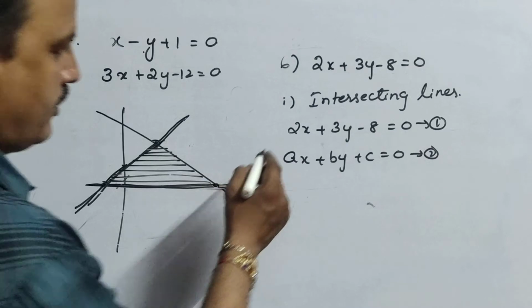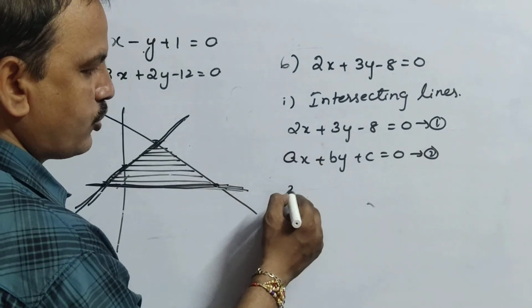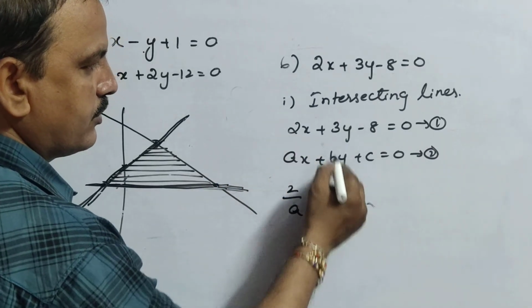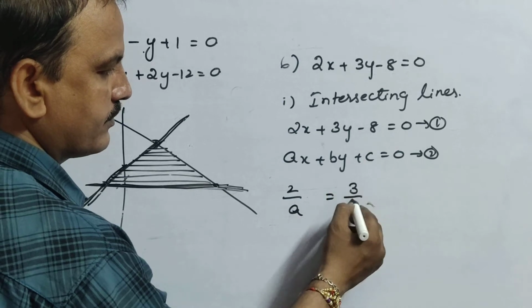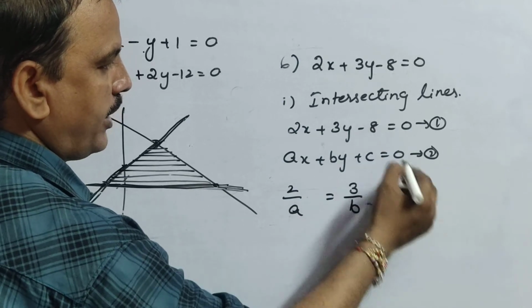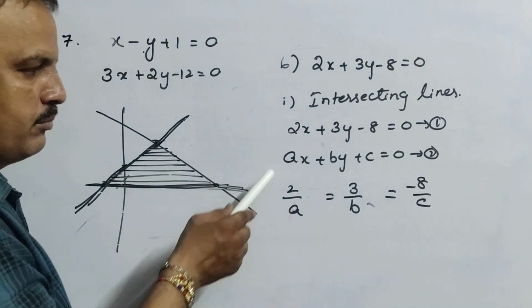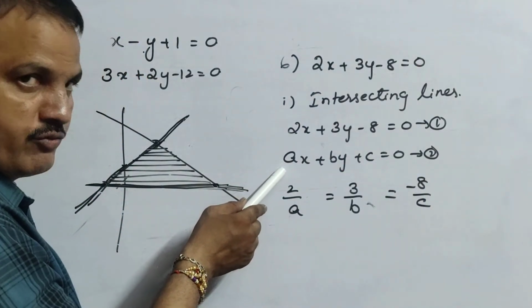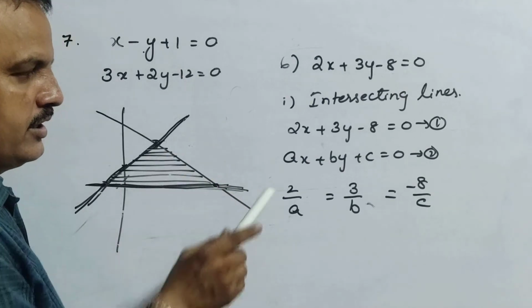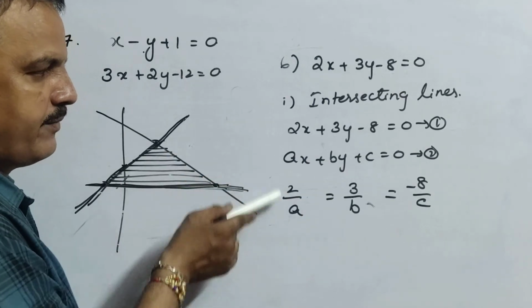Now, this is A1, this is A2. That means 2 by A, 3 by B equals minus 8 by C. That means we have to find the second equation. Equation find cheyadaniki easy way.